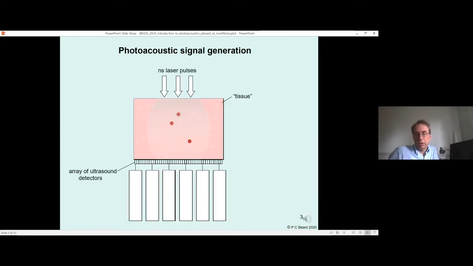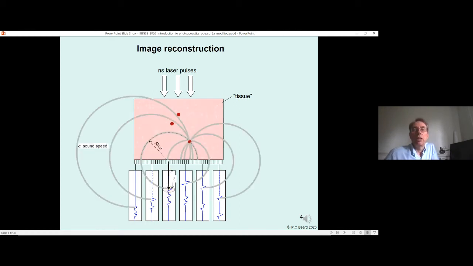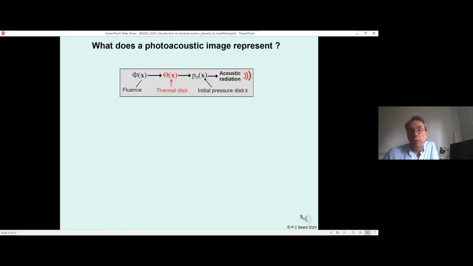So I went through the basic transduction mechanism, how photoacoustic signals are generated, and used to reconstruct an image with this diagram here showing the signals recorded by an ultrasound detector, or rather an array of detectors, and described a back projection process for reconstructing the image, to give you a sense of the principles underlying that.